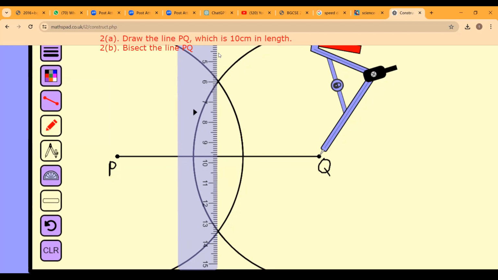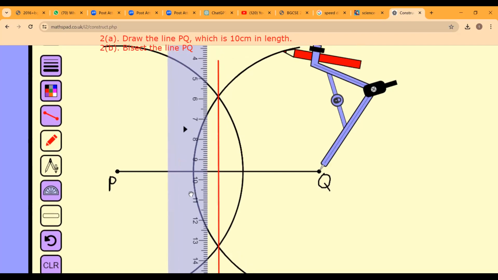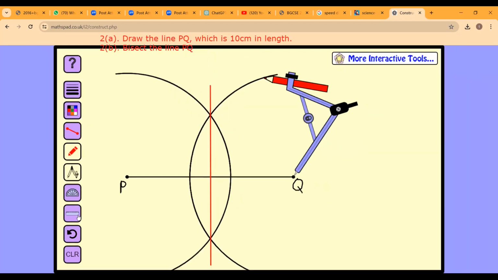All right, so let's draw it again, and we are off to the races. Let's see how this one goes. And all the way down. Good. All right. Could be better, but that's okay. So this red line right here cuts the line PQ directly in half, and then we're gonna label it. Call it exactly what it is.